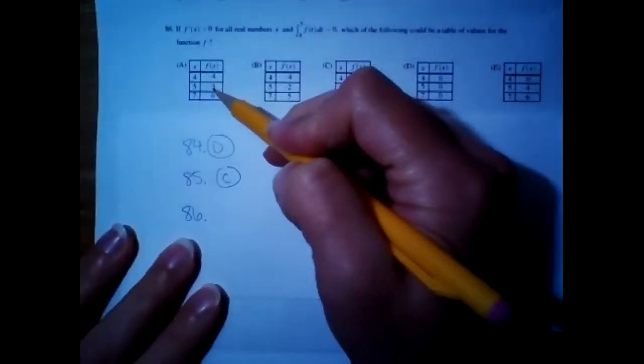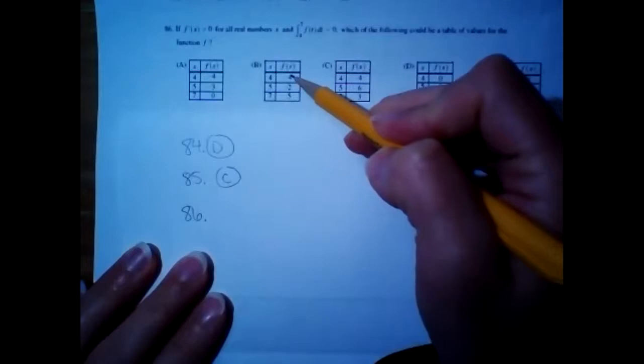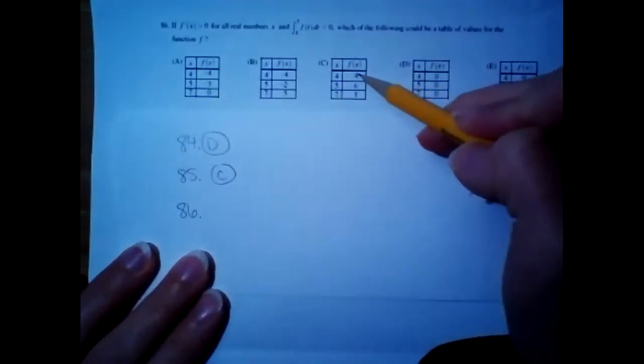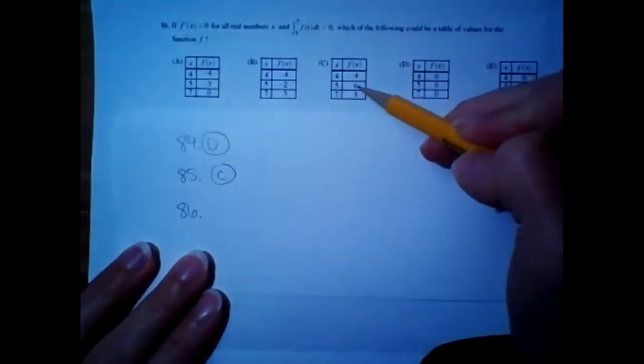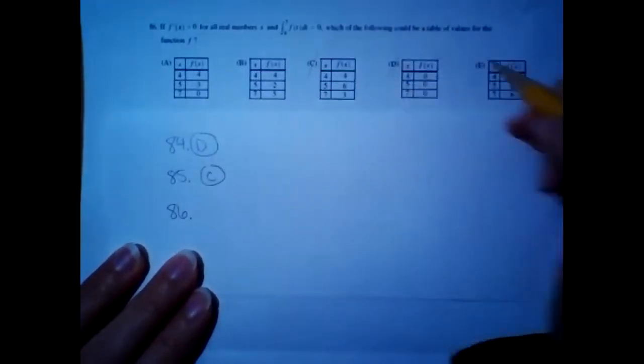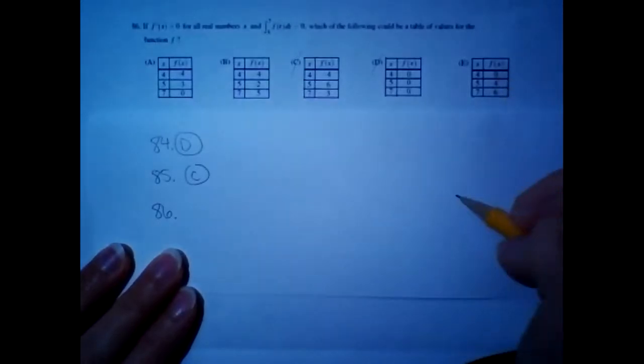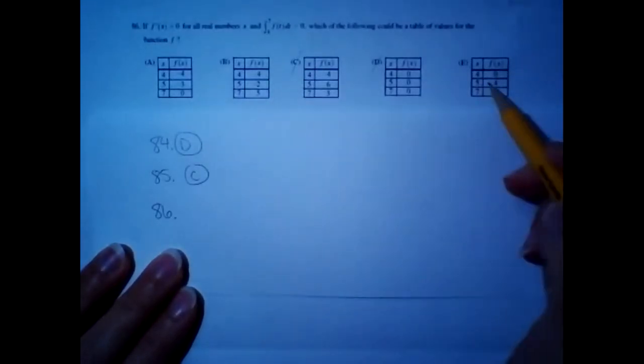So negative 4, negative 3, 0, those are increasing. These ones are increasing. From 6 to 3, that's a decrease, right? So we can get rid of C. This is constant, so that's not increasing. And this one is increasing. All right, so we've narrowed it down to A, B, or E.